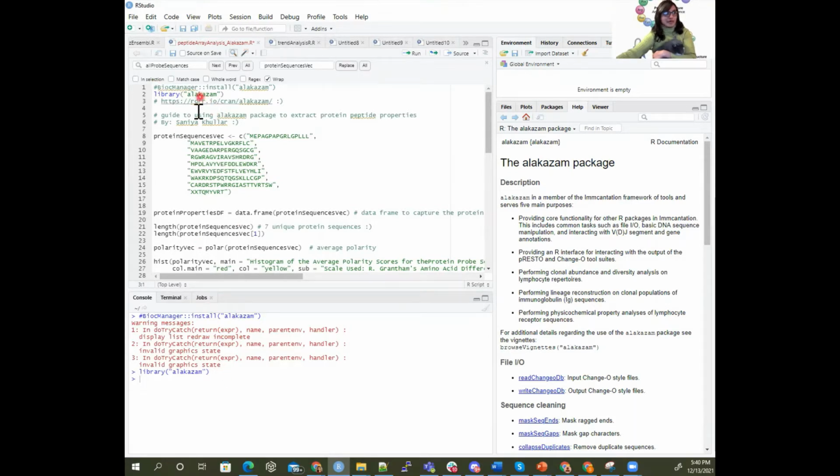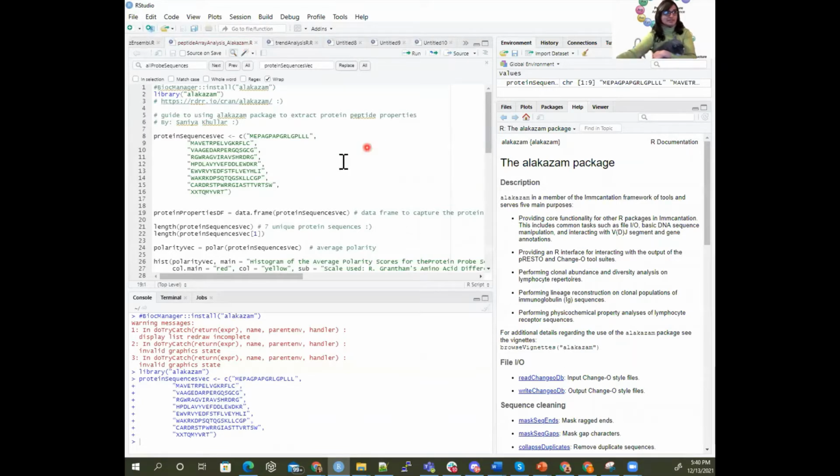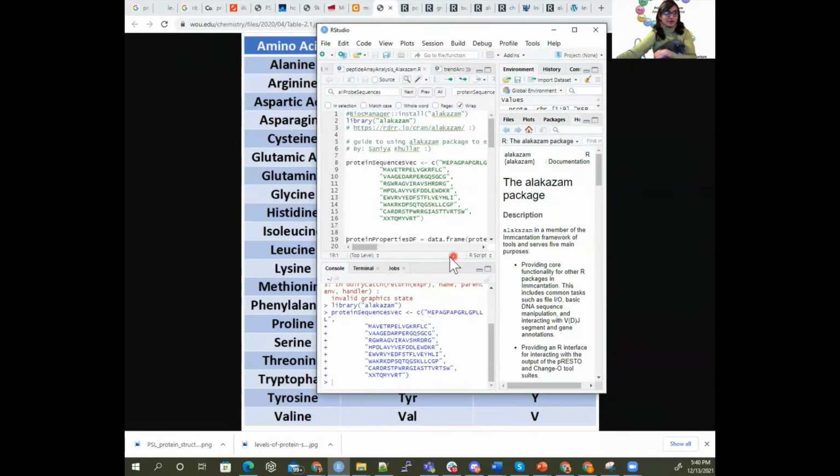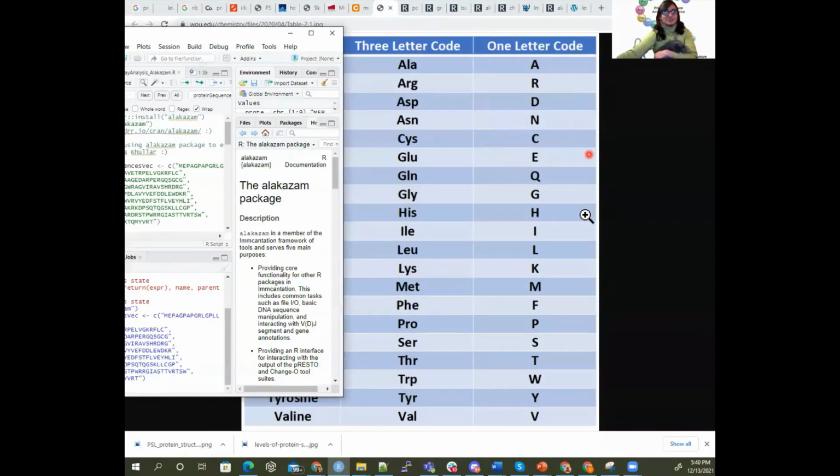So I loaded in Alakazam. And now let's say that these are 7 protein sequences or polypeptide sequences here. And you can see that these all map to amino acids. So we can interpret the amino acids that they map to, for instance. You'll notice that all of these kind of map to amino acids over here.